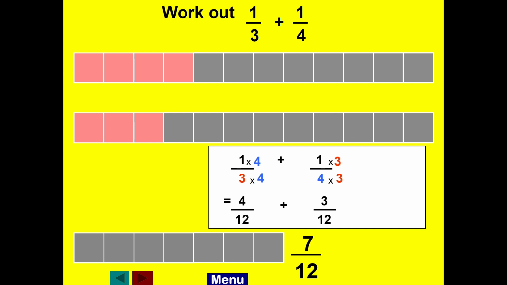So 1/3 is the same as 4/12, and 1/4 is the same as 3/12. So basically, we've changed them into equivalent fractions. Why did we do this? Because we want to make their denominators the same. Now the denominators are the same, so we keep the denominator and we only add the numerators. So 4/12 plus 3/12 will be 7/12. So we managed to prove this both algebraically and graphically. This is how we add fractions with different denominators.